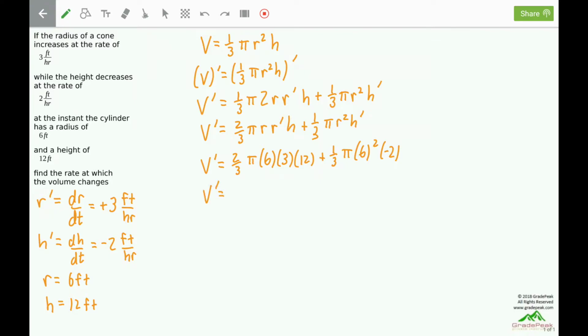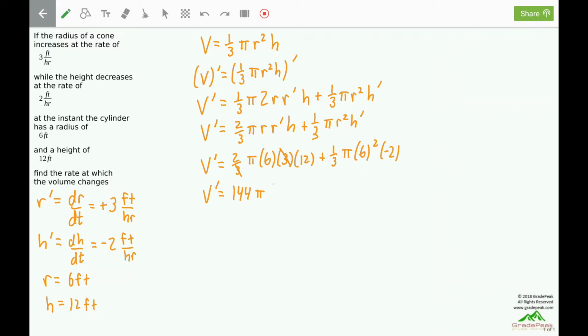So v prime equals, for the first term, we can cancel one of the 3's, or anything divisible by 3 with the 3 in the denominator. I'll just take the 3 out in the numerator with that denominator. Everything's multiplied in that numerator. That will make our numbers smaller here. We have 2 times 6, which is 12, times another 12. That's 144. So that first term is 144 pi.